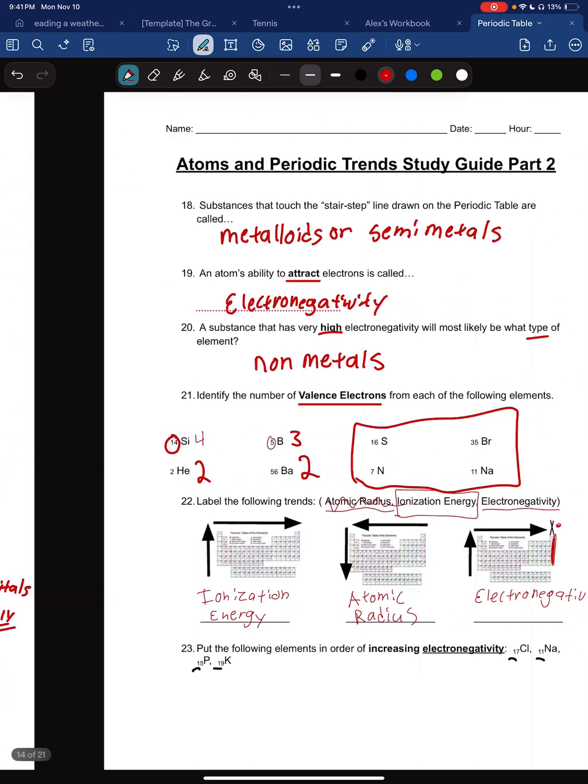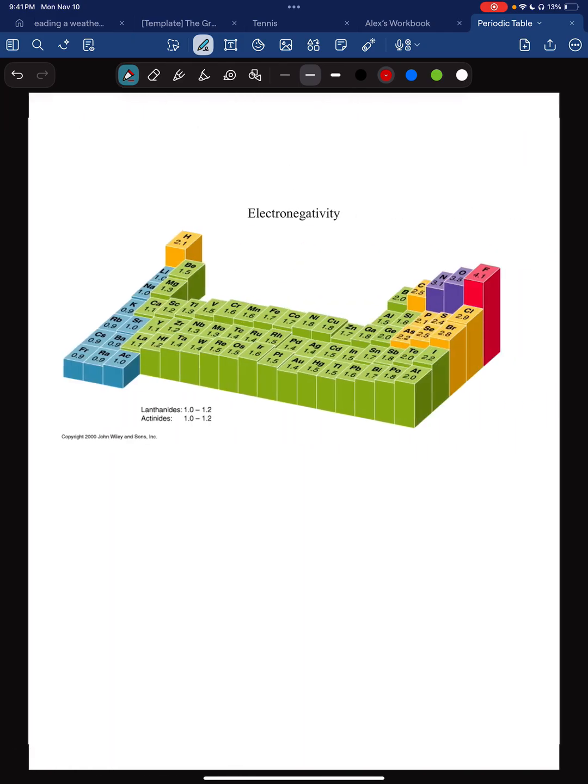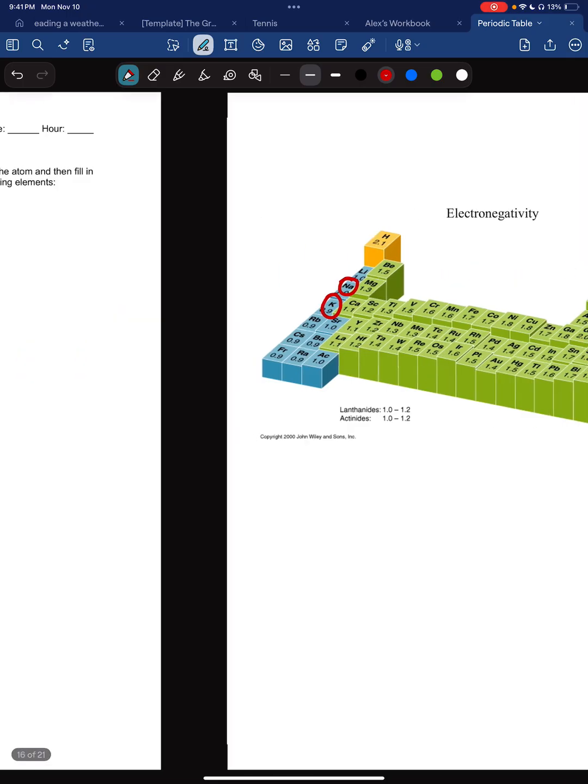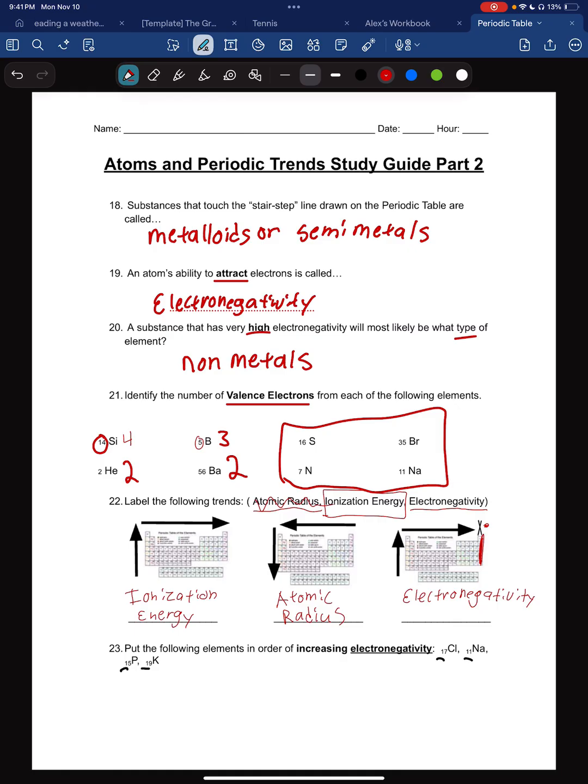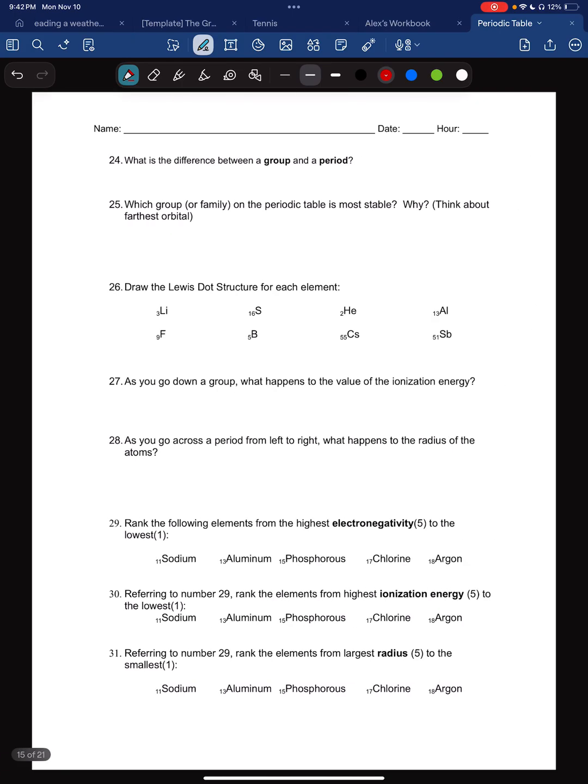So if you go to the electronegativities here, you've got chlorine, phosphorus, sodium, and potassium. Ranking them from lowest to highest electronegativity, your lowest would be potassium, then sodium, then phosphorus, and then chlorine. That's all that you're doing. You're finding them and relating the trend to it. So that's what we're going to be doing for 23.